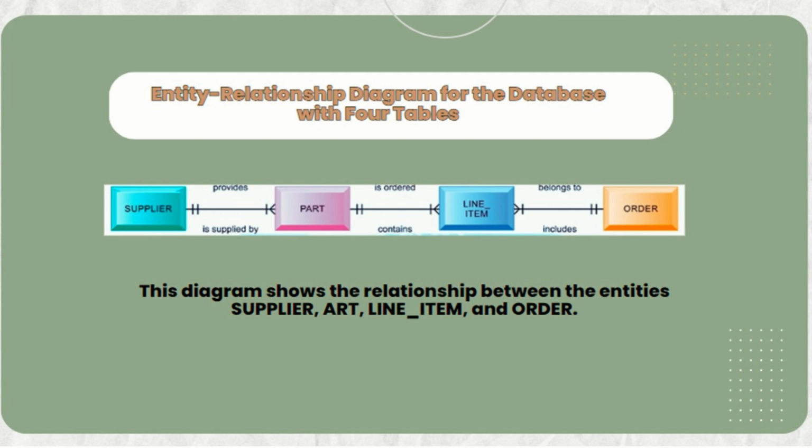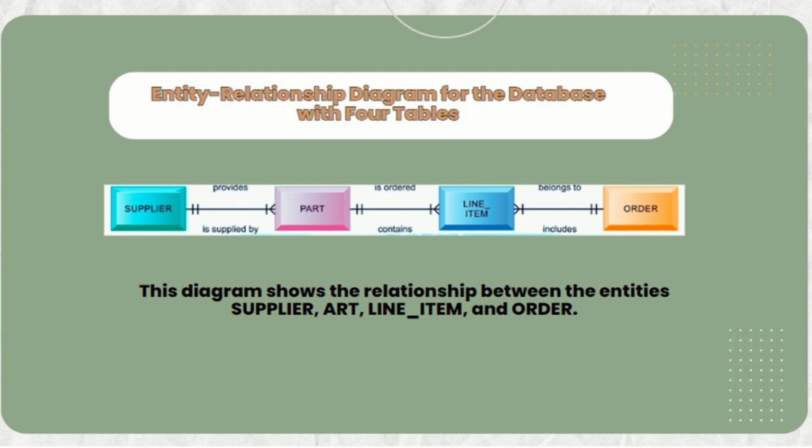The supplier entity represents suppliers or vendors providing parts. It would have attributes like supplier ID, name, address, and etc. And the part entity represents individual parts or products supplied by the supplier. Attributes could include part ID, name, description, quantity available, unit price, and etc.